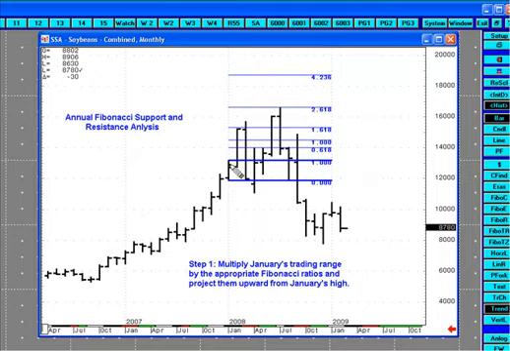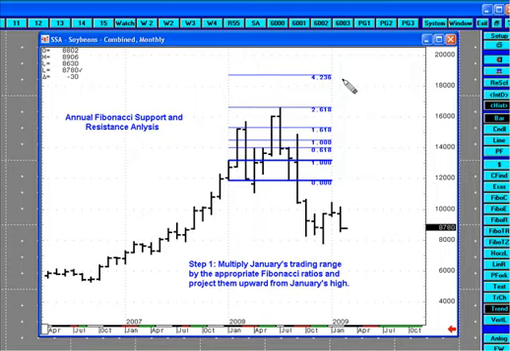Simply multiply January's trading range by the appropriate Fibonacci ratios: 0.618, 1, 1.618, 2.618, and 4.236. Now it does go higher. The Fibonacci ratio sequence actually goes much higher. Beyond 4.236, you have 6.854. Beyond that, you have 11.090.